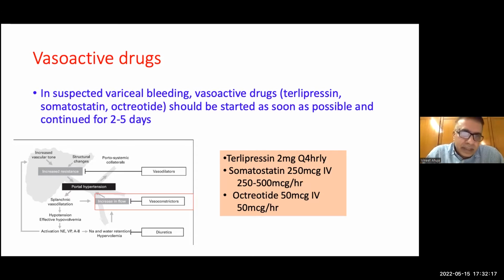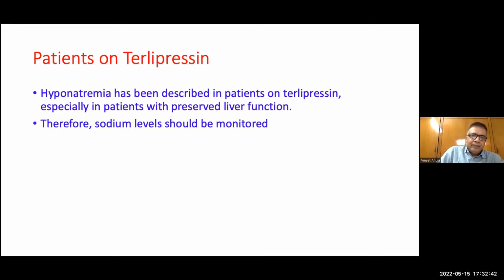Do not stop them immediately after endoscopy. Among the agents, with terlipressin you can start with 1 milligram, and the ideal dose should be 2 milligram every 4 hours. For somatostatin, a bolus dose of 250 micrograms is given IV, followed by 250 microgram every hour, or the dose can be stepped up to even 500 microgram. For octreotide, the dose is a 50 microgram bolus, followed by 50 microgram every hour. Remember that in patients on terlipressin, hyponatremia has been described, and it mostly occurs in patients who have preserved liver function. Therefore, sodium levels should be monitored.